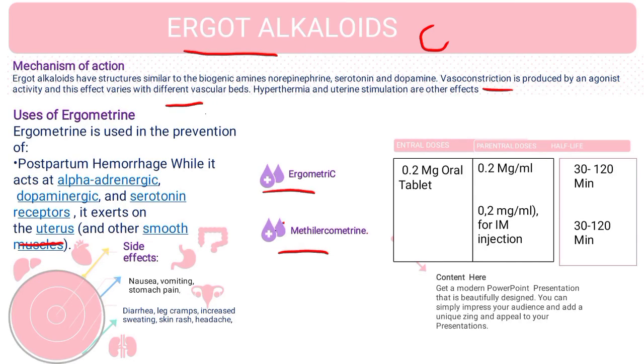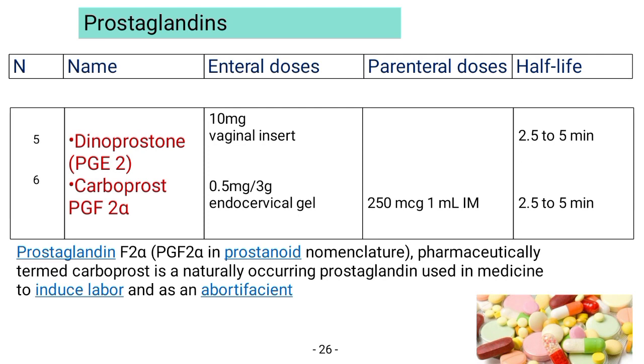So now the enteral doses, parenteral doses, and half-life of these two drugs. Ergometrine: its enteral dose is 0.2 milligram oral tablet. Its parenteral dose is 0.2 milligram per milliliter, and its half-life is about 30 to 120 minutes. Methylergometrine: its parenteral dose is 0.2 milligram per milliliter for intramuscular injection, and its half-life is the same, 30 to 120 minutes.